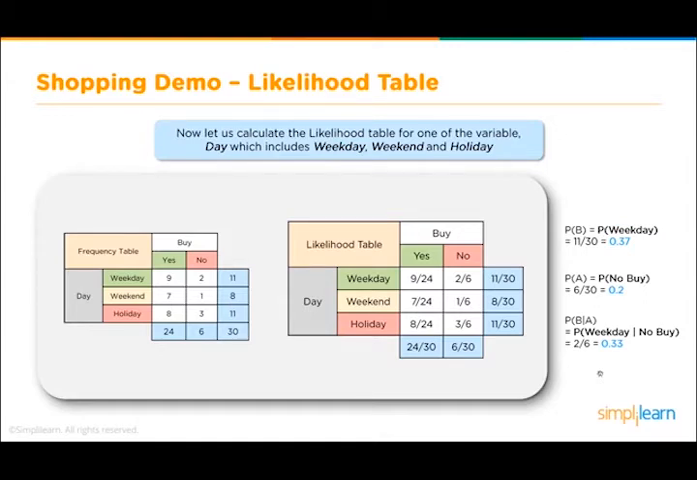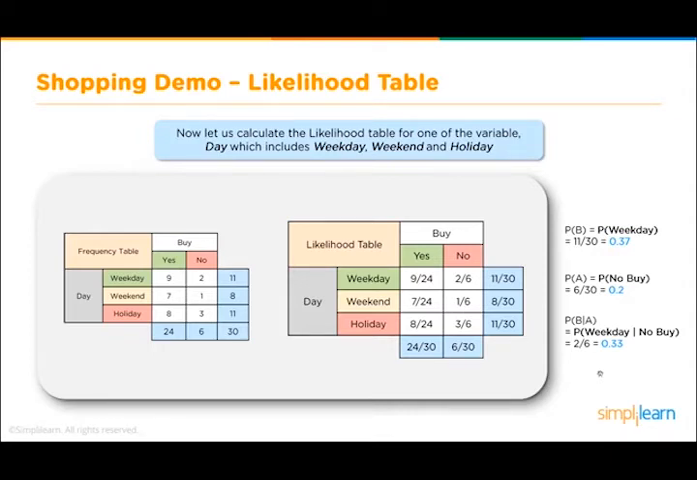And then you can also see the probability of them not making a purchase. And this is done for, doesn't matter which day of the week. So we call that probability of no buy would be 6 over 30 or 0.2. So there's a 20% chance that they're not going to make a purchase no matter what day of the week it is. And finally, we look at the probability of B if A.